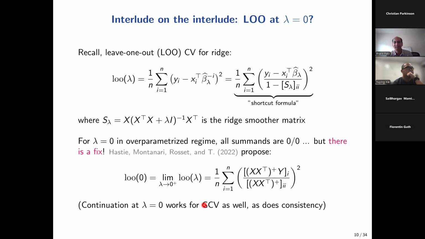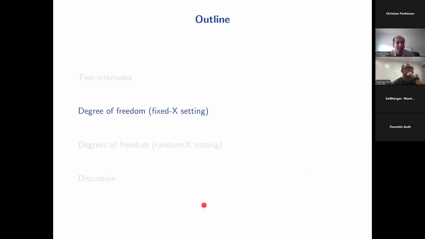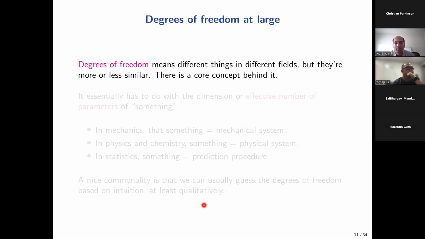Okay, so that was just an interlude on minor points. Now I'm going to move on to the details of how we do the model complexity part. All of this is going to be based on the notion of degrees of freedom. I'll first try to explain degrees of freedom: what does that mean, what is known in statistics before, and then what our contribution is.